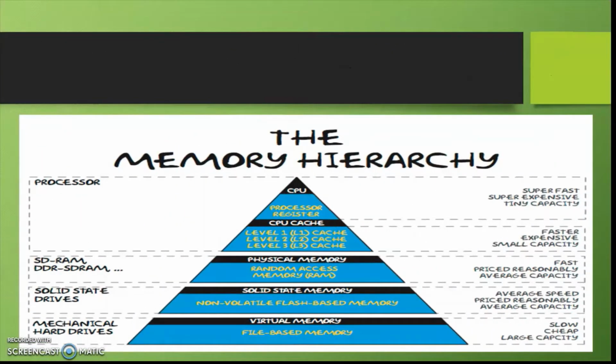This is the provided picture of the memory hierarchy. The CPU is the highest among the 5 memory types. The CPU has the characteristics of super fast, super expensive, tiny capacity. And the CPU cache: faster, expensive, small capacity. Physical memory: fast, priced reasonably, average capacity. Solid state memory: average speed, priced reasonably, average capacity. Last is the virtual memory: slow, cheap, and large capacity.